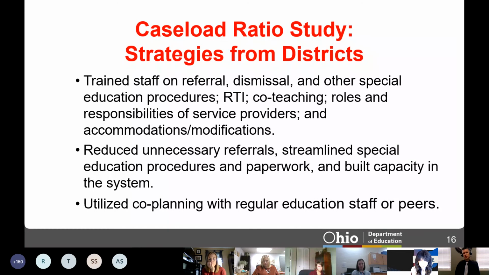And then also training the other people in the buildings about the roles and responsibilities of different service providers. This is what the role of the SLP is versus the role of the school psychologist. And then accommodations and modifications. You know, the one that sticks out in my mind are the FM systems.